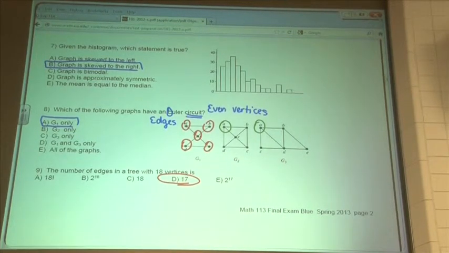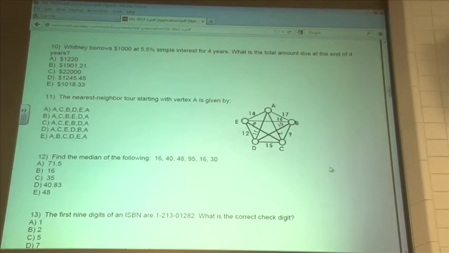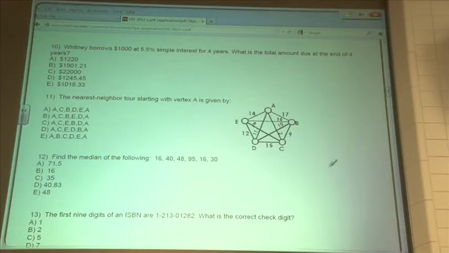Next page. Number 10, Miss Whitney borrows $1,000 at 5.5% simple interest. There's your key word there, simple interest, for what formula you'll probably be using. What is the total amount due at the end of 4 years? All right, let's take a look.